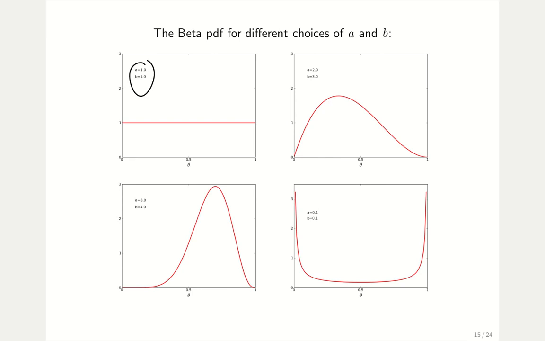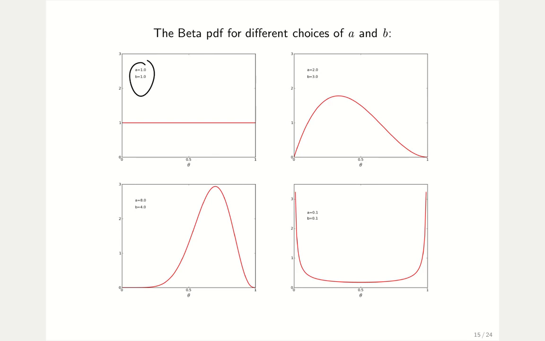But the other 3 plots on these slides are also interesting to look at, because they show what happens if you choose A and B not to be equal. So remember, on this previous slide, the priors were all centered around 0.5 with a different width.